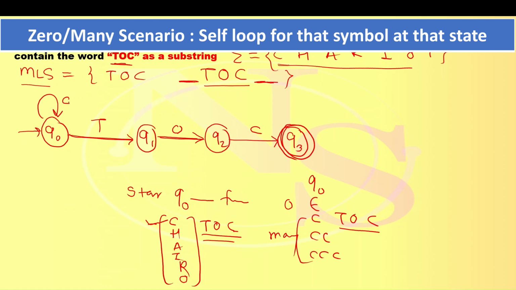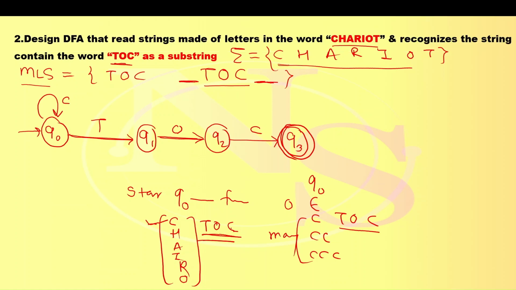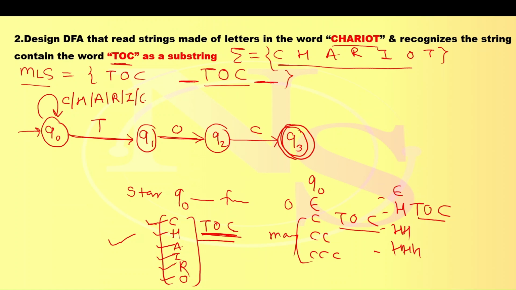For which symbol? At this moment C. Similarly, before reading TOC, single H may come, 2 H or multiple H or no H, that means epsilon. Before TOC, 0 or many H may come. 0 or many means self loop, so H also has a self loop. Similarly, A may come 0 or many times, I, R, O. All these 6 symbols may come 0 or many times, because after reading these symbols, our main string TOC is present. So all are valid strings. Hence I am writing a self loop for all these symbols, C, H, A, R, I, O.